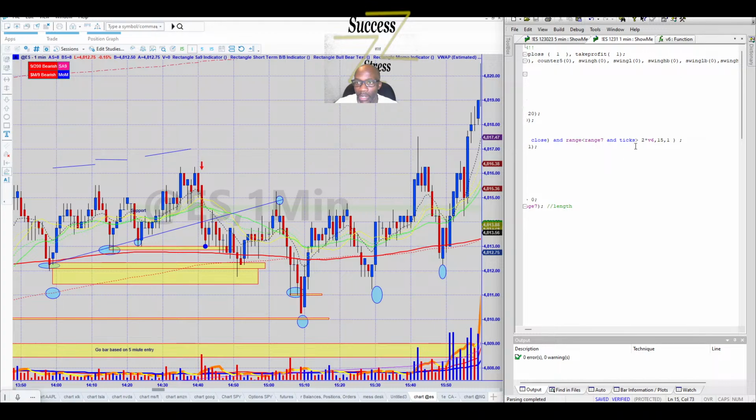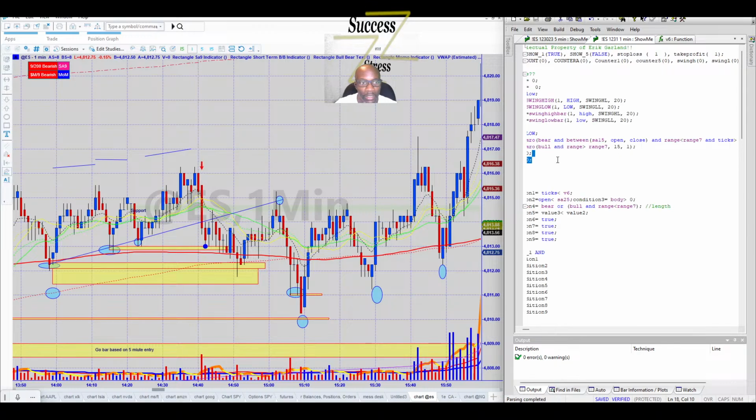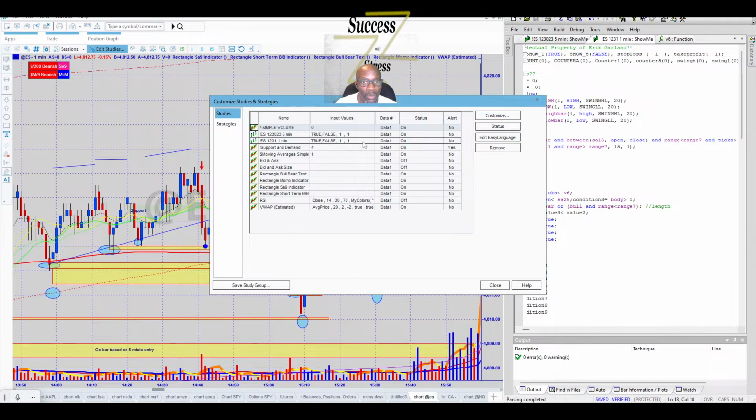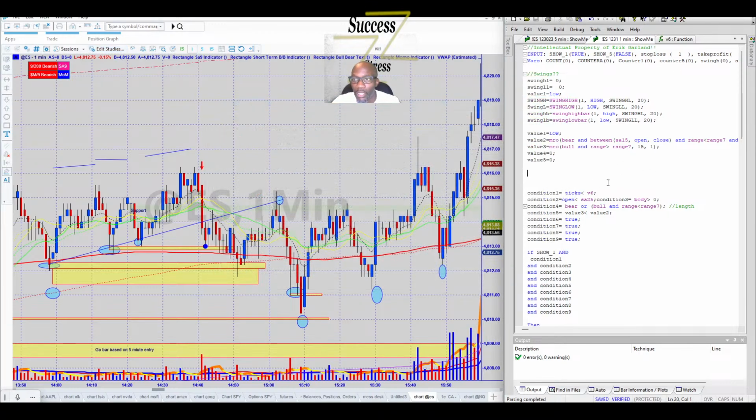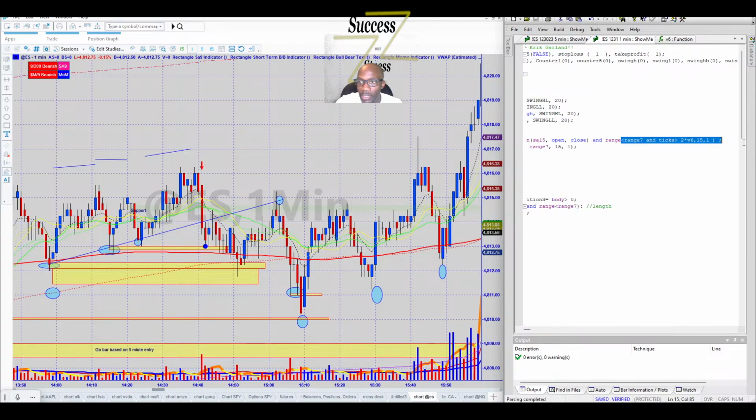And ticks is greater than 2 times V6. Is it still on the chart? Yes, 1 minute. It's on. All right, let's see here. So we got the bear, 15, range 7, and ticks is greater than V6. Greater than 2 times V6.